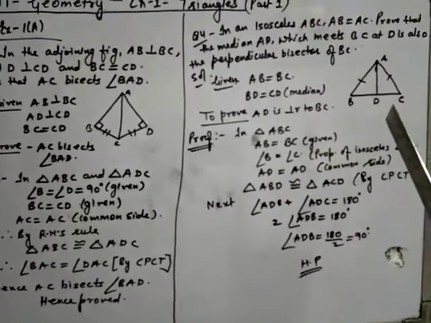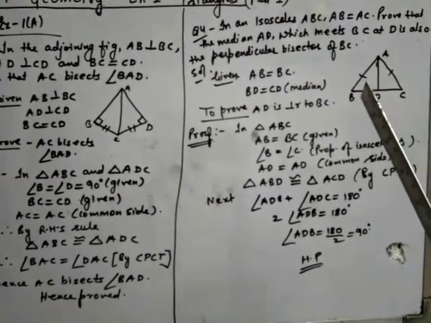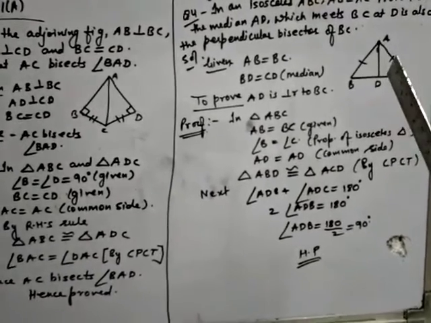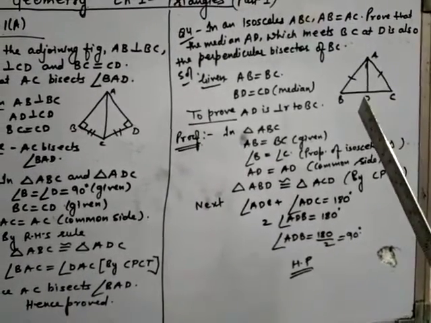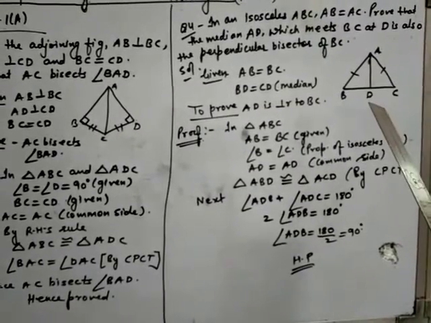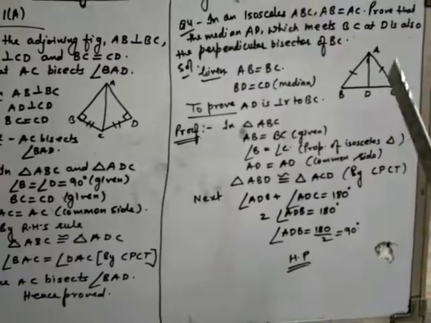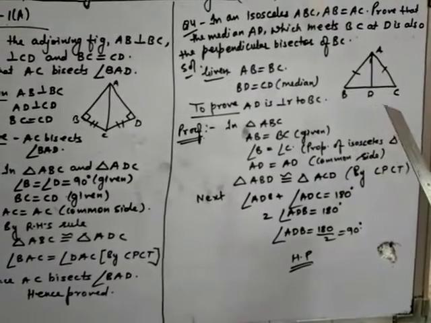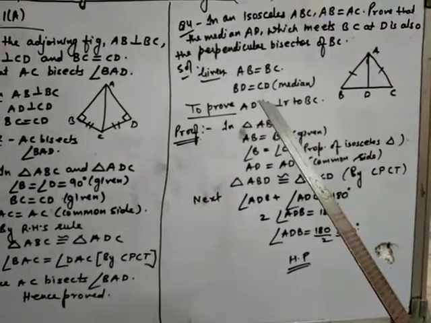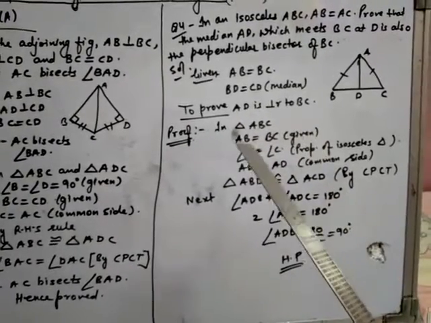Now question number 4. In an isosceles triangle, first we draw the isosceles triangle. In an isosceles triangle, two sides are equal. So it is given AB equal to AC. And we have to prove that the median AD, which bisects BC at D, is also the perpendicular bisector. AD is the median, and we also have to show that AD is perpendicular to BC. First we write the given: AB equal to AC, BD equal to CD, median. To prove AD is perpendicular to BC.